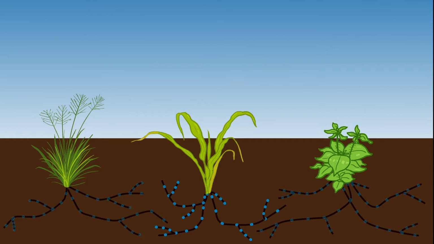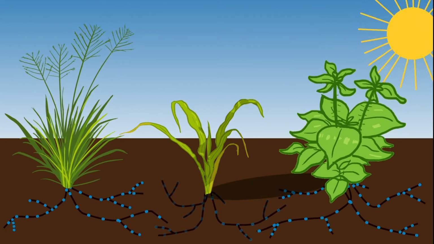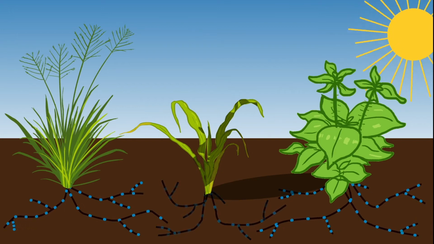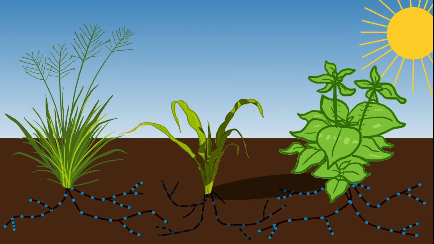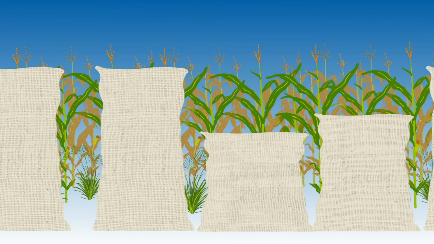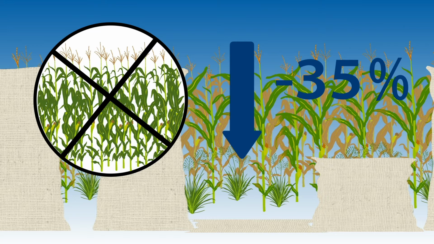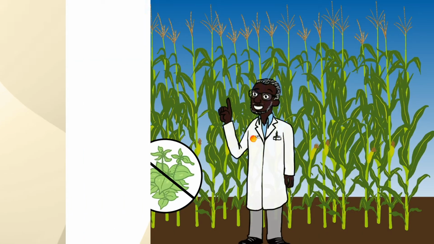Weeds compete with the crop for nutrients, water, and light. They eat up the resources dedicated to the crop. They hamper the development of the plants and therefore the yield. In continuous and intensive cultivation, the absence of weeding within 30 days of sowing can result in a loss of production of 35% or even cause destruction of the crop. That is why it is critical to adopt weed management.